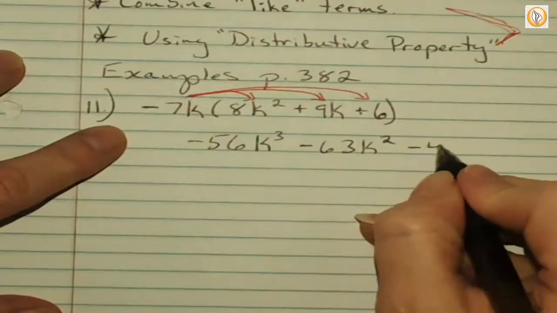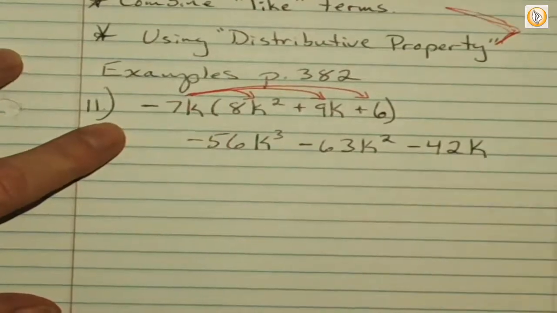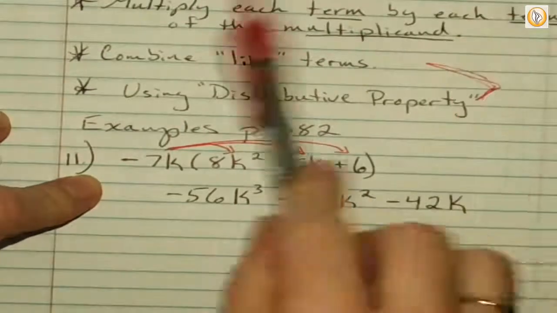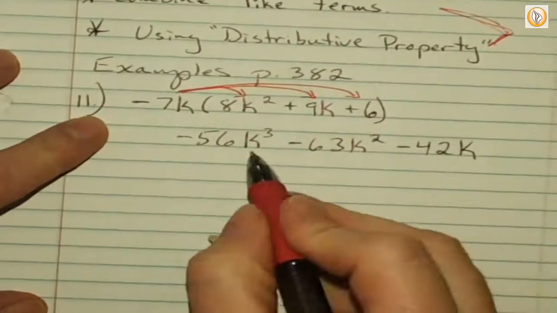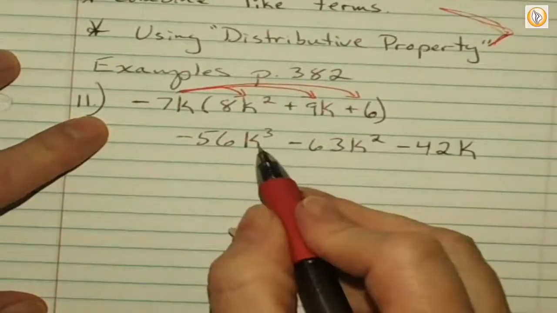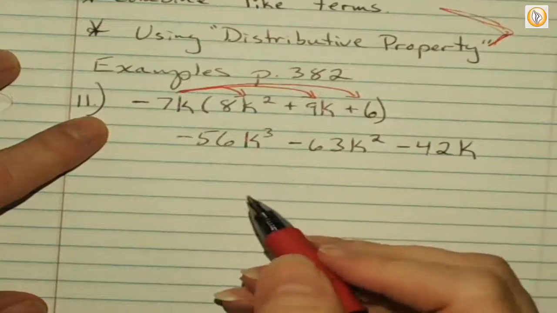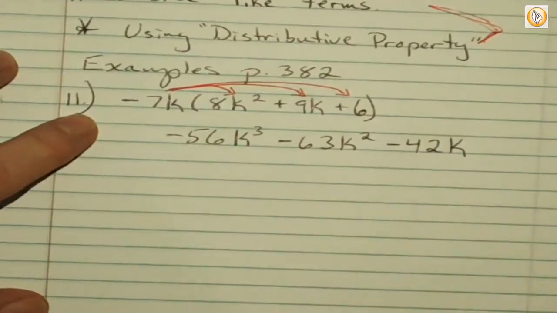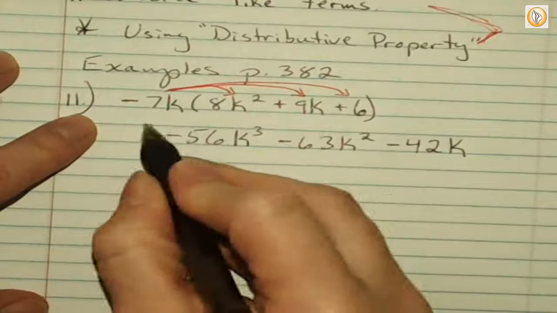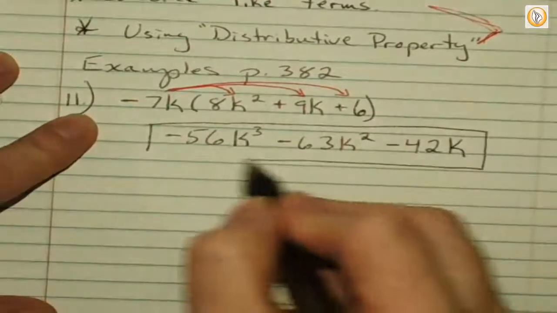Negative 63k squared. And then negative 7k times 6 is? Negative 42k. All right, now arrange all the factors in descending order. These are descending. Yesterday, remember, I was trying to go the other direction. Today, I'm better. Here's your answer. Everything is perfect. Any questions?